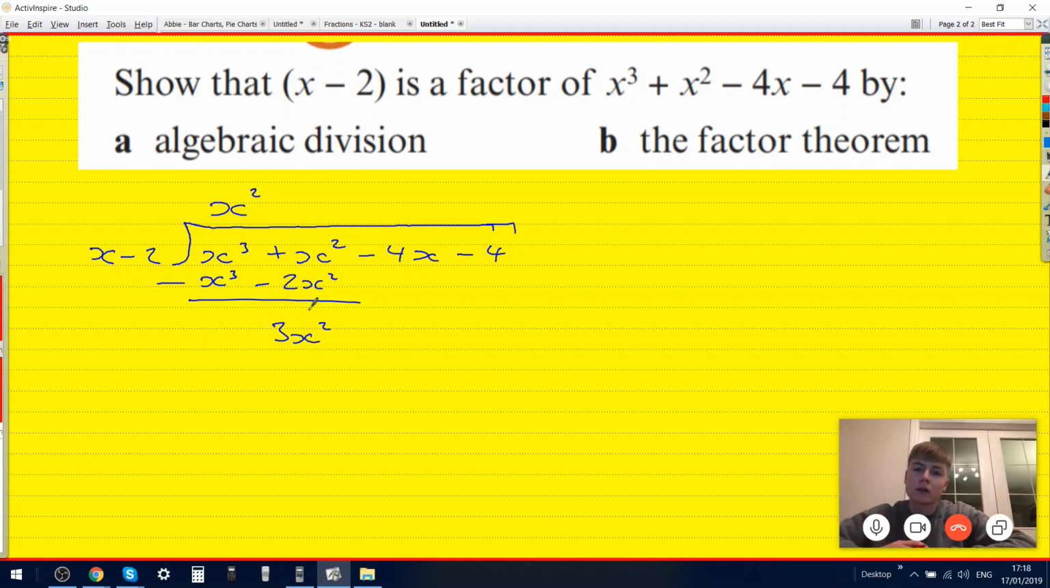And you'll notice we started off with an x cubed. Every time you do that, you'll get rid of the biggest one, so it'll keep getting smaller. Bring down the minus 4x and do it again. So how many x's into 3x squared? Or 3x squared divided by x, what do you get? 3x. Yeah, so that goes on top. And then 3x times what's outside, so 3x squared minus 6x. Minus 6x. Yeah.